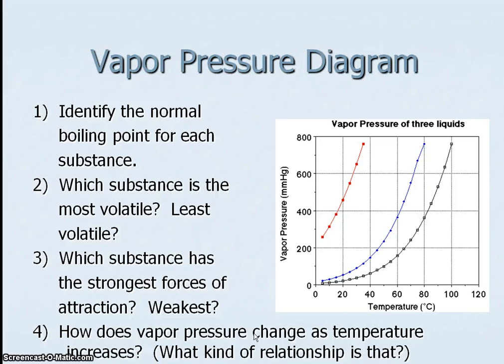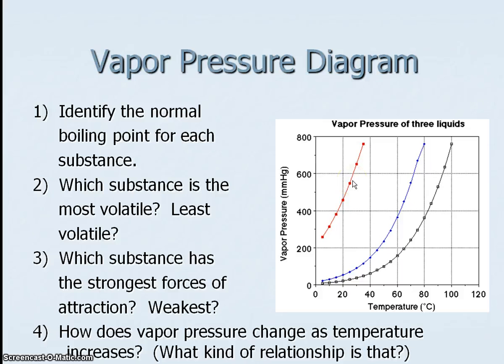Volatile means it evaporates easily. So if you start your pencil over on the left and start to go to the right, the first one that would evaporate is that first one, letter A. So that means it's the most volatile. Letter C over on the right is the least volatile because it takes the most temperature. You have to heat it the most to turn it into a gas. So the strongest forces of attraction would be C over here on the right because you have to heat it the most to get it to turn into a gas, versus letter A has the weakest.